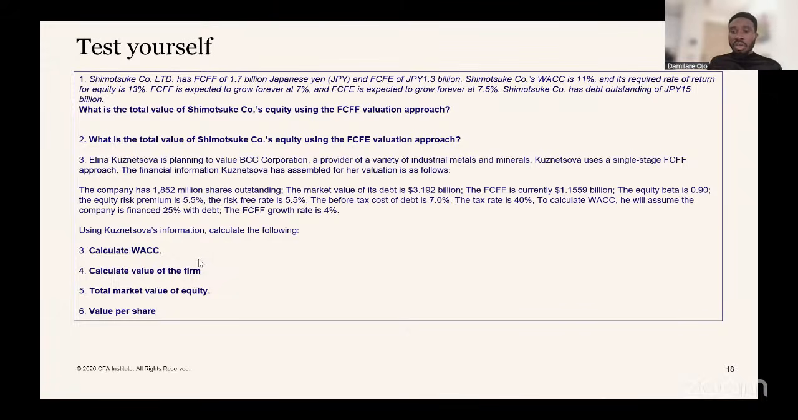So firm value. Question 5 then says to calculate the equity value. So equity value is simply firm value minus the market value of debt. That gives us equity value. And lastly, on this question, we'll have to calculate the value per share. So the value per share is simply our equity value divided by the number of shares outstanding. Let me just see the chart in case there's anything that is not clear.